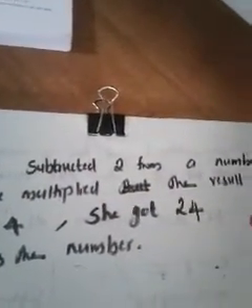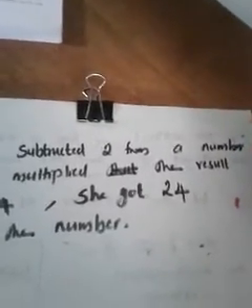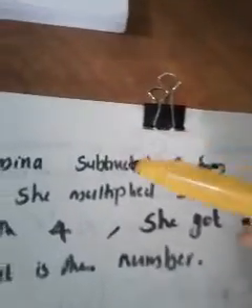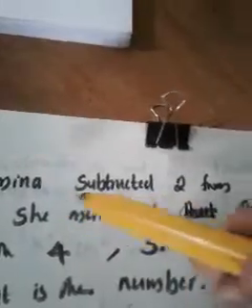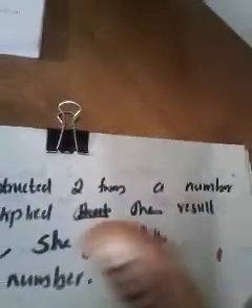When she subtracts 2 from a number, anyway she will get a result. Suppose you are going to subtract 2 from 10, what will the result be? 10 minus 2 is nothing but 8. So in that way, Amina will also get a result. Amina subtracted 2 from a number. We don't know that number, but she knows that number. So when she subtracts 2 from a number, anyway she will get a result.